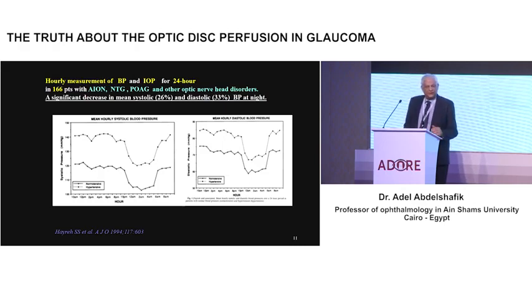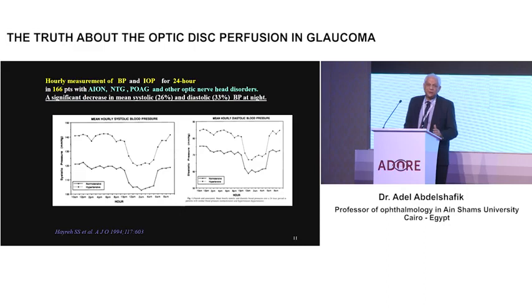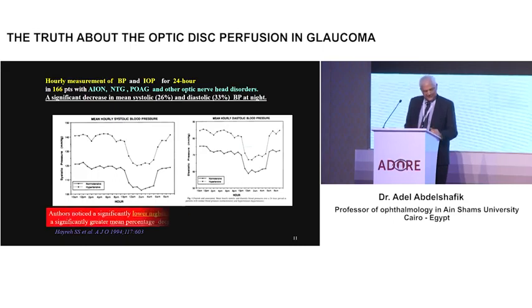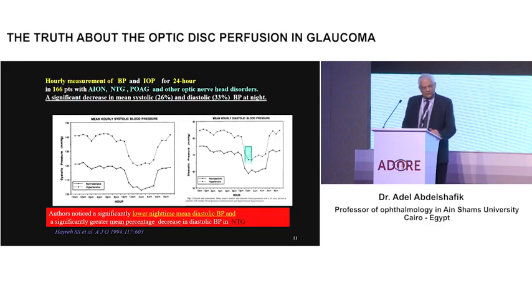The authors there had 166 persons. They measured the blood pressure and the intraocular pressure over 24 hours. And they noticed that over the nighttime, there is a drop of the blood pressure, systolic and diastolic, in 1/4 or 1/3 of the cases. Also, it was noticed that this drop of the nocturnal IOP is more prone in cases of normal tension glaucoma.